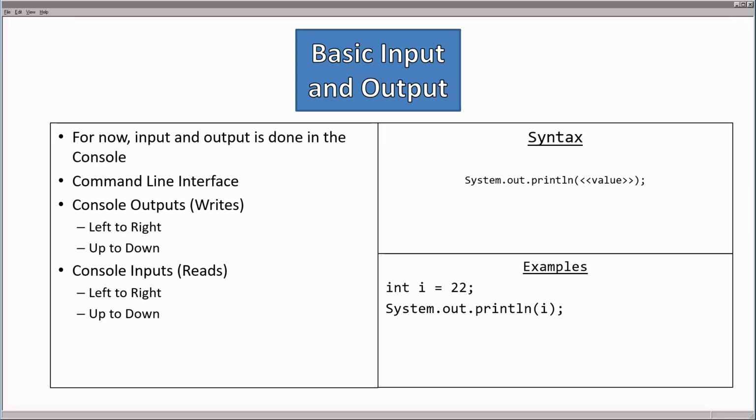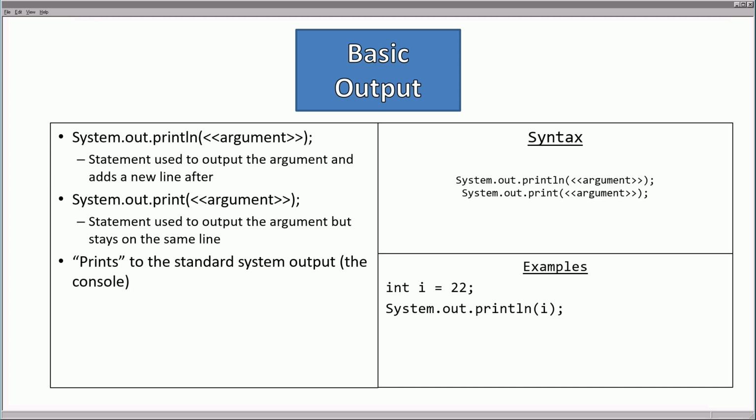Now that we know how to do this basic computation, let's talk about how we can input and output. For right now, when we're talking about input and output, let's just consider it to be done inside the console. And this is the command line interface that we're interfacing with. The console outputs or writes left to right, up to down. Console inputs or reads information left to right, up to down.